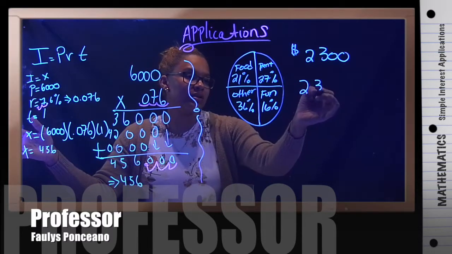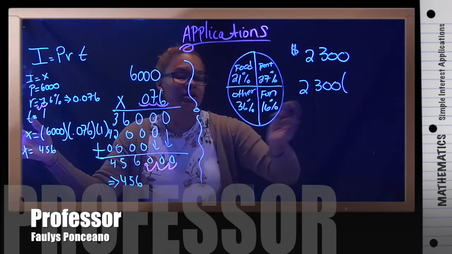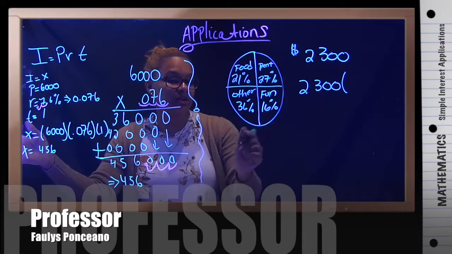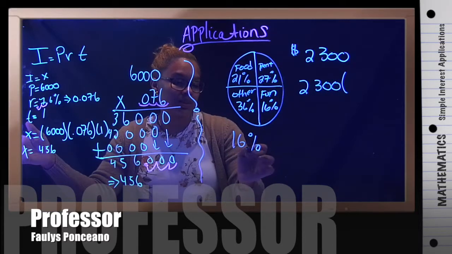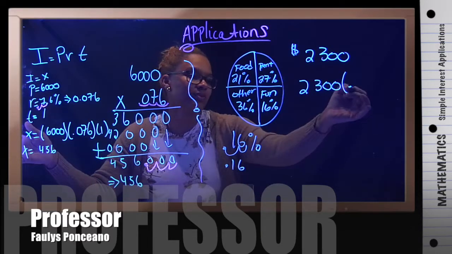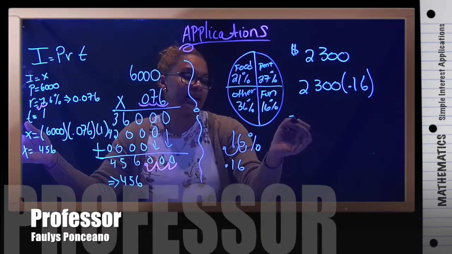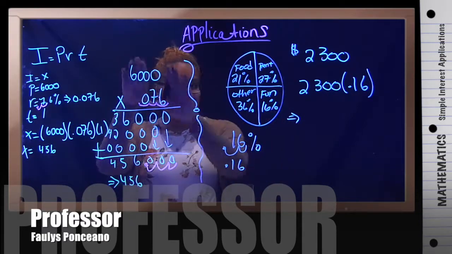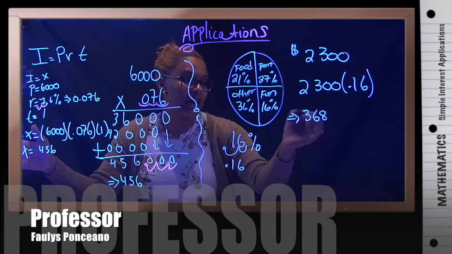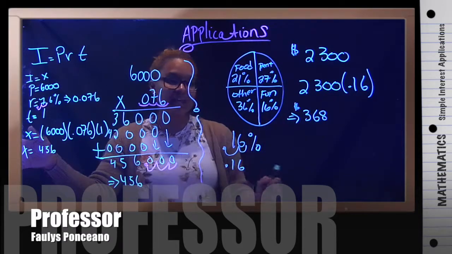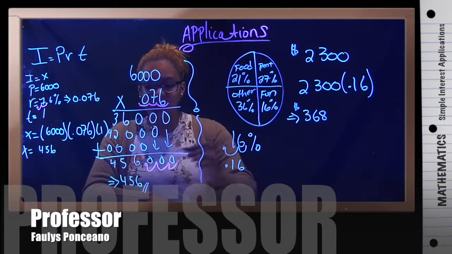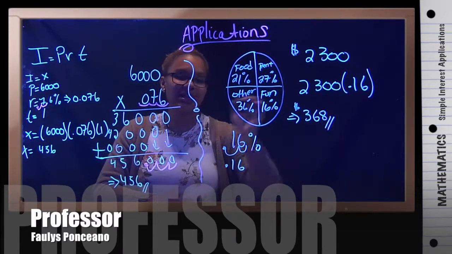You go 2,300 times. Do I multiply by 16% or 0.16? This is a percentage. I need to change it to a decimal. So I go 1 and 2. It becomes 0.16. By now, we should be cool to do this multiplication. So the answer is $368 on fun that Alexandra spent for that month. And there you have it. Answer for the first example, answer for the second example.